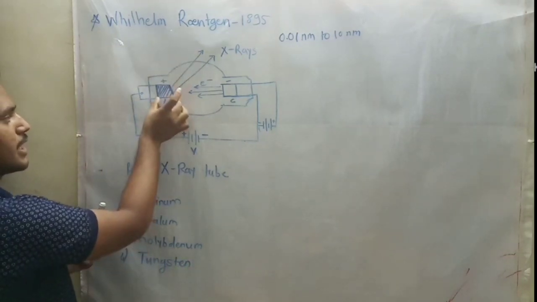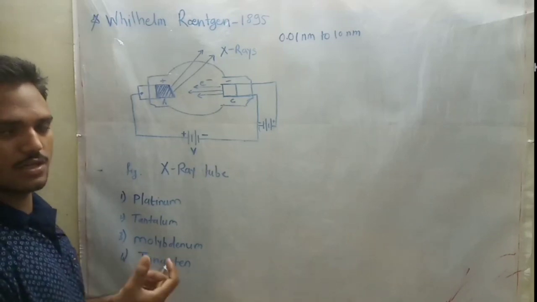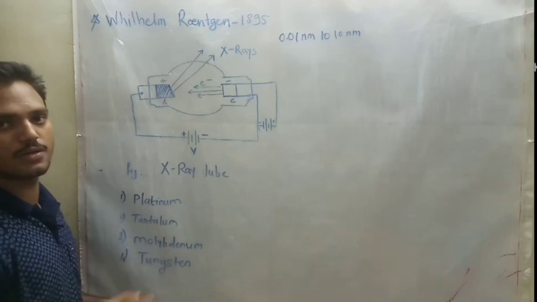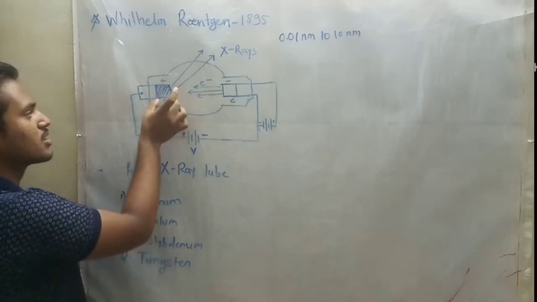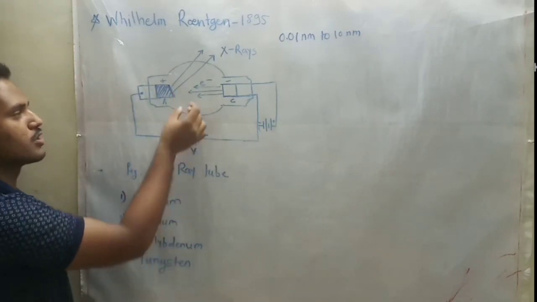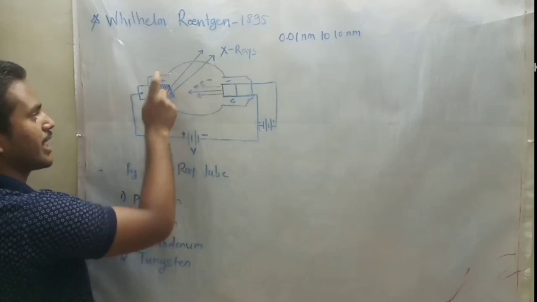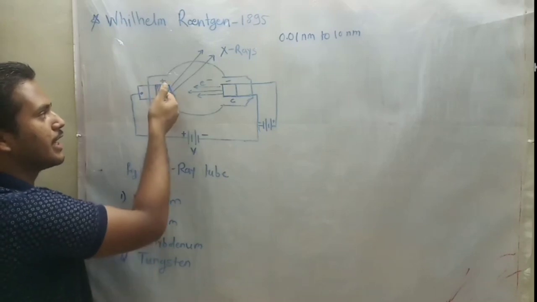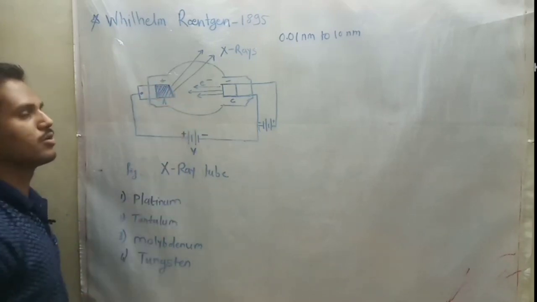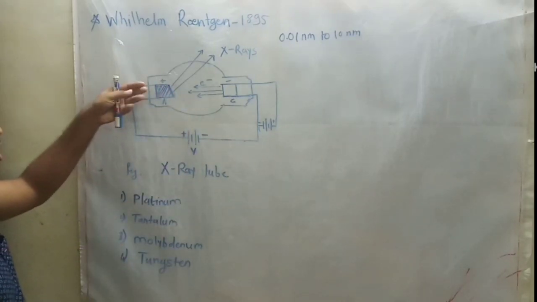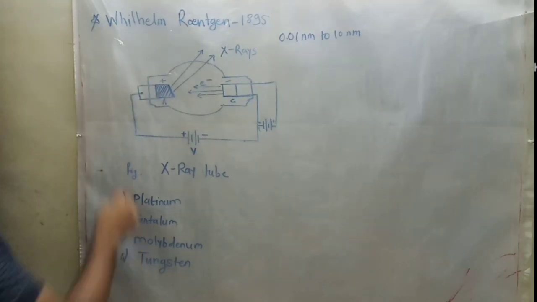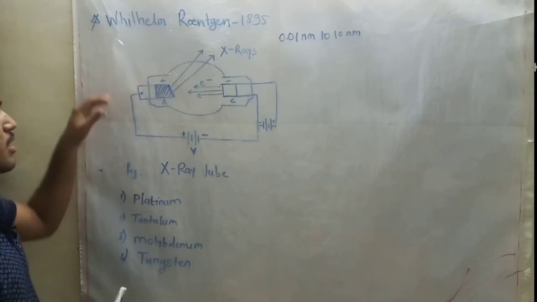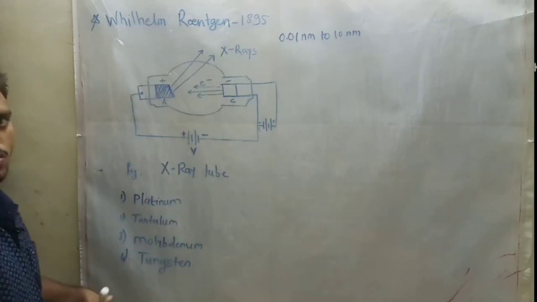This anode material must have the highest atomic number, also the highest melting point, also the highest thermal conductivity, because when these electrons strike this anode, heat is produced inside the anode. For this purpose, to control the temperature of this anode, there is an outer system for cooling this anode. Hence, it is also called the Coolidge tube.